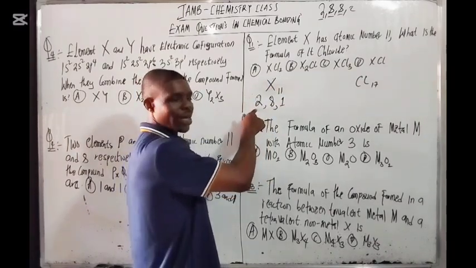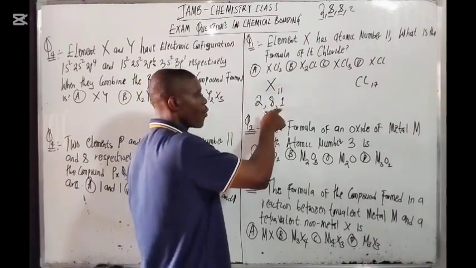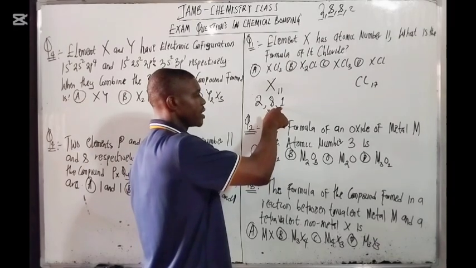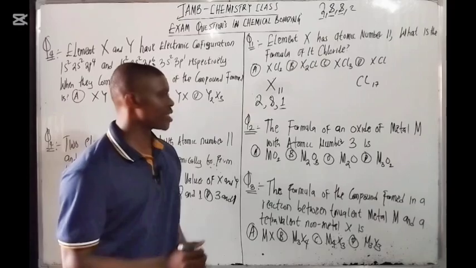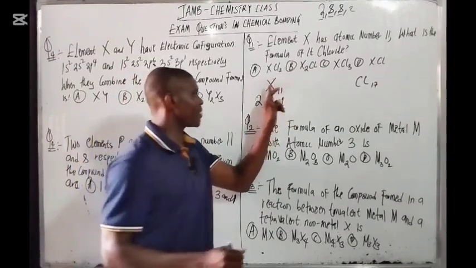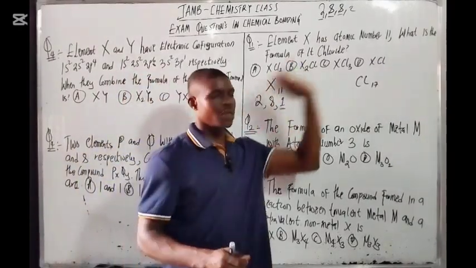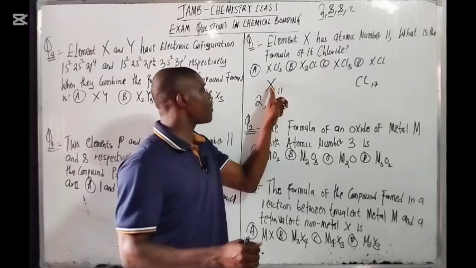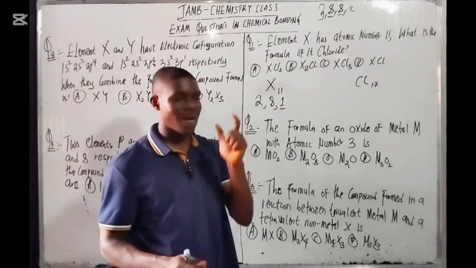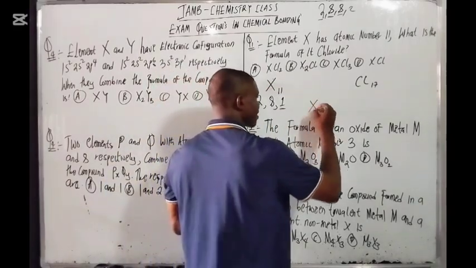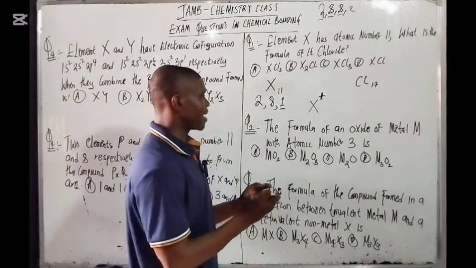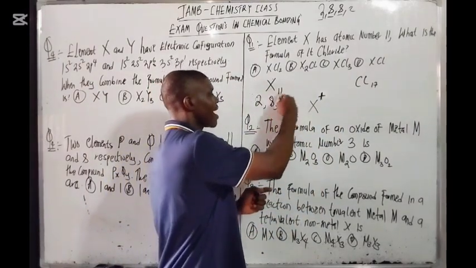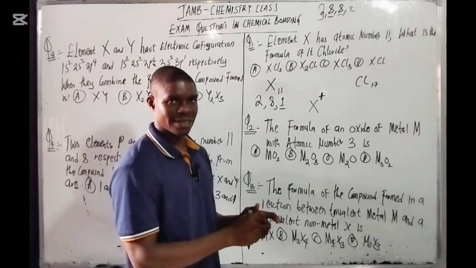That is, the first shell takes 2 electrons, the second shell takes 8 electrons, while the third shell takes 1 electron. This is the valence electron. It means this atom will lose the electron. So the combining power of X is +1, and it will be X plus. Why is it X plus? Because it loses its valence electron to form the octet.